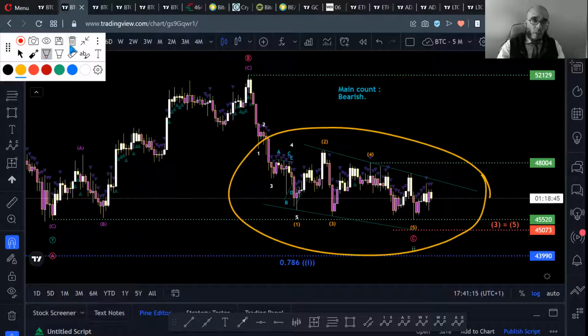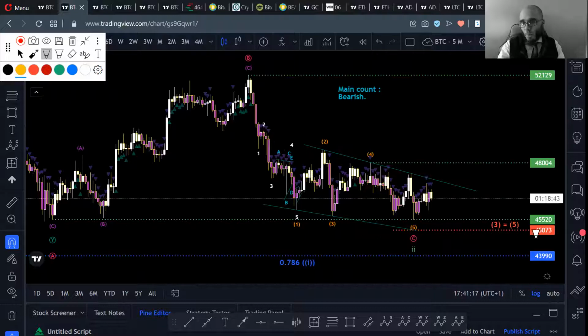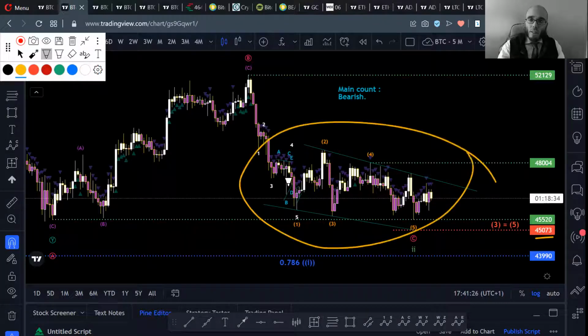So we cannot go below 45,073. If you go below 45,073, then that diagonal count is not correct, and I will switch to a more bearish count, a much more bearish count. So you should be aware of that.